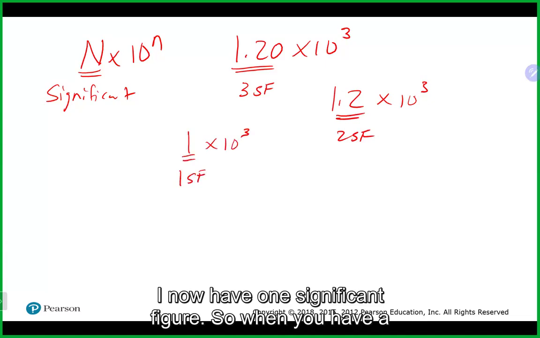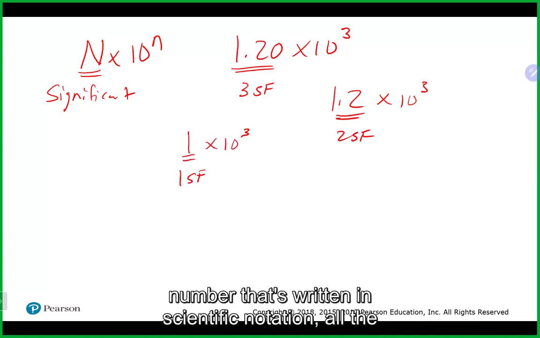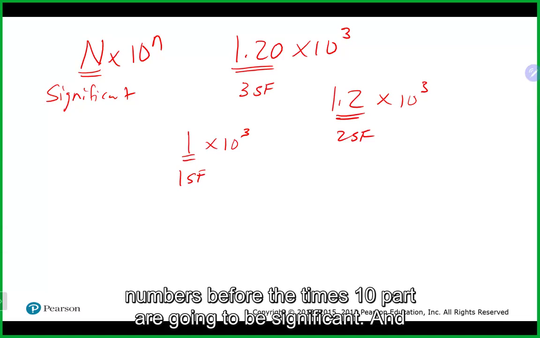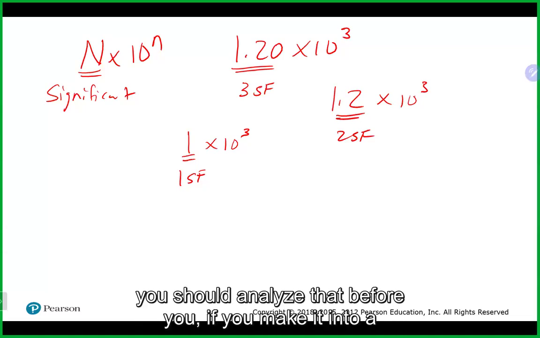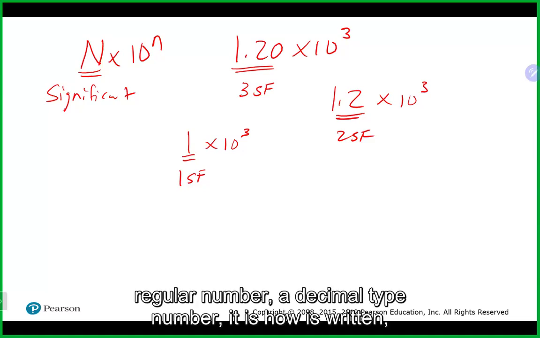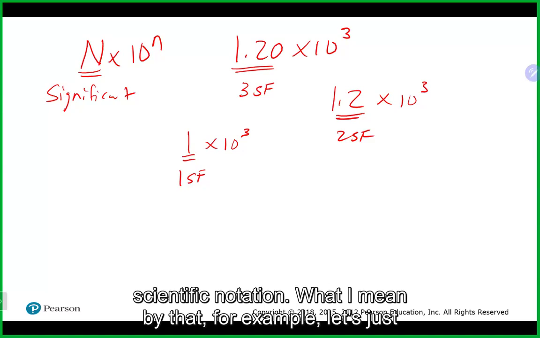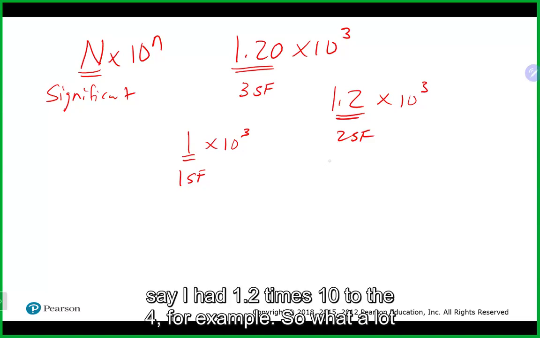So when you have a number that's written in scientific notation, all the numbers before the times 10 part are going to be significant. And you should analyze that before you make it into a regular, decimal type number; it is how it is written in scientific notation. What I mean by that, for example, let's just say I had 1.2 times 10 to the 4.